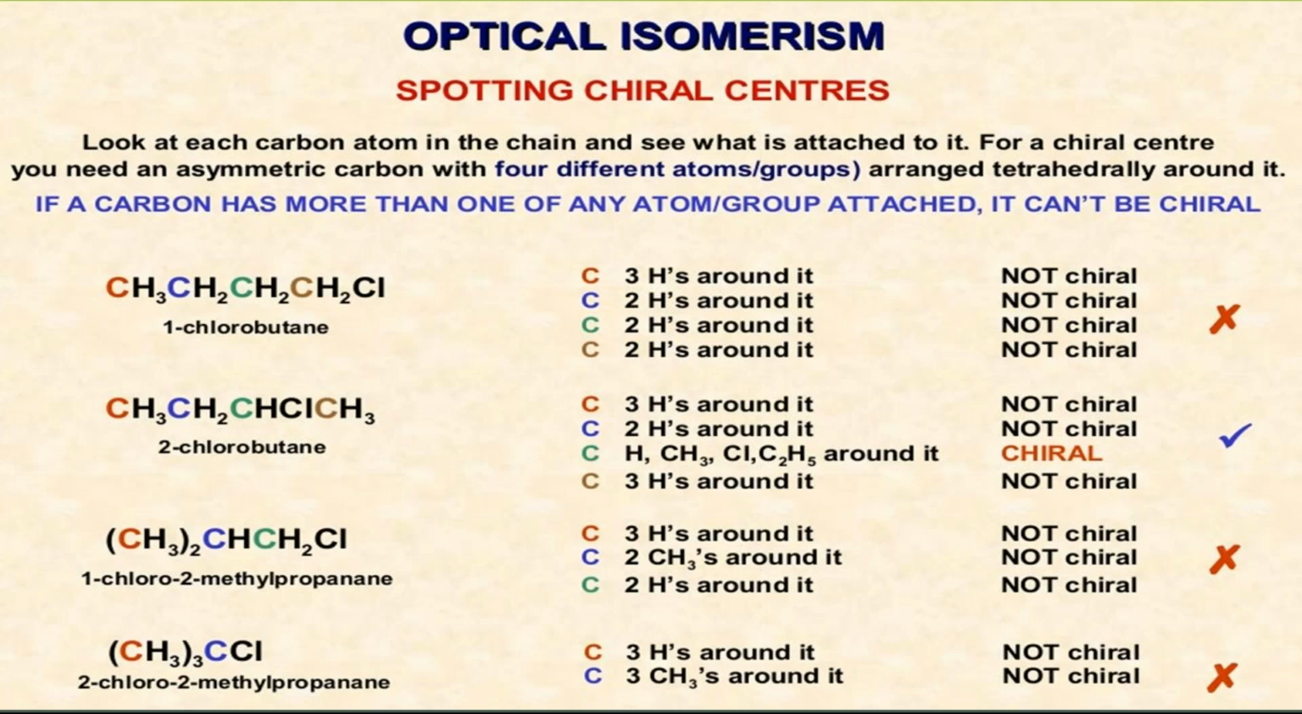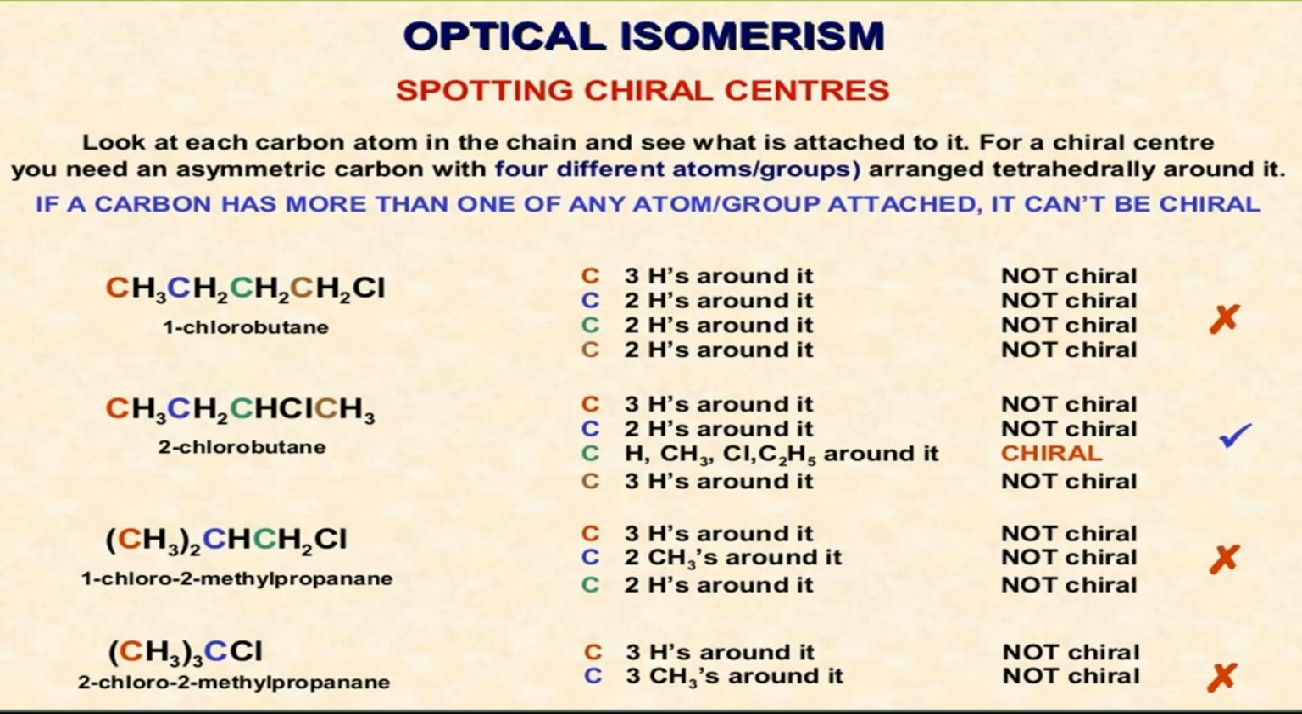Then go to the second carbon, CH2. Here we have 2 hydrogens, so it's not chiral. Again go to the third carbon. Again it has 2 hydrogens. Again you go to the last. Again it has 2 hydrogens. So these are not chiral. So 1-chlorobutane does not have a chiral carbon. If it does not have a chiral carbon, that means it is not optically active. So you will not have any optical isomers for 1-chlorobutane.